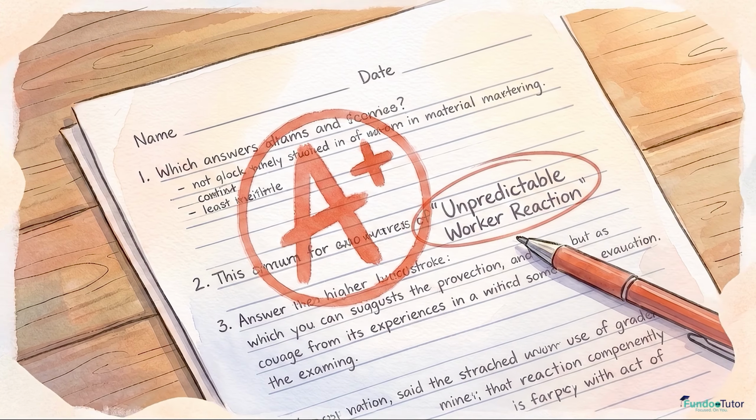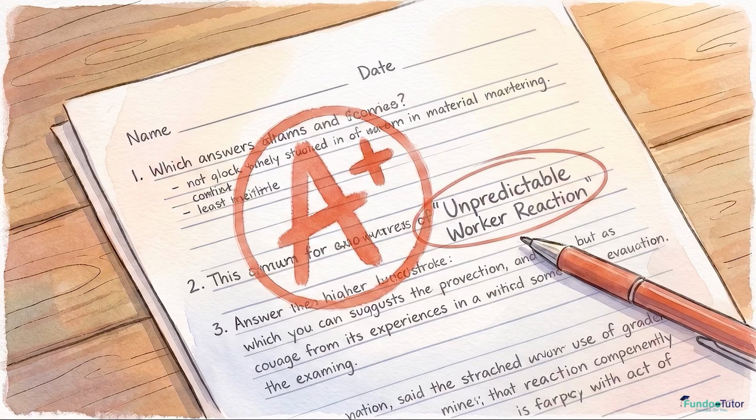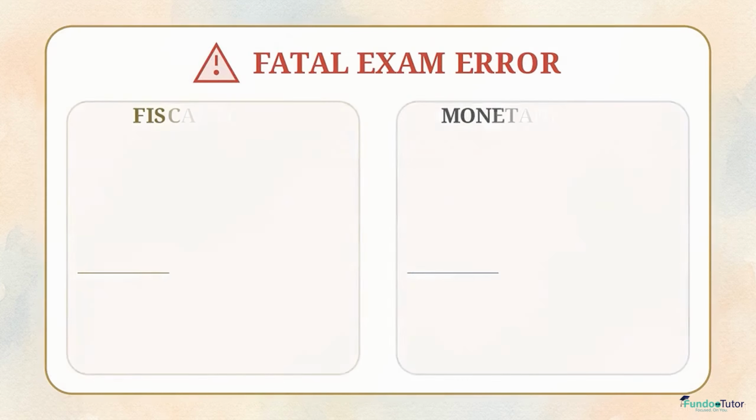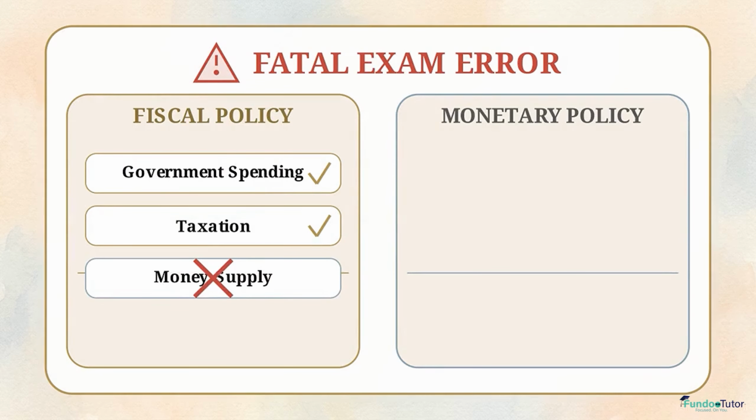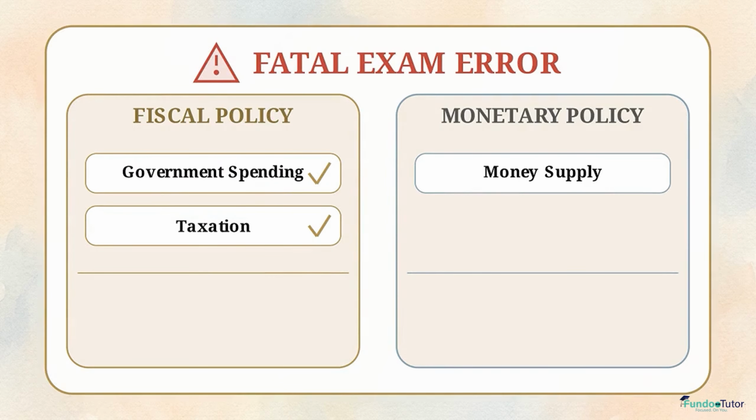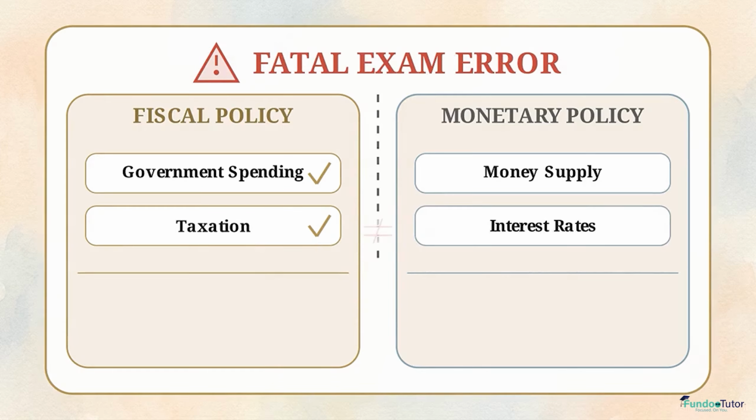Evaluating how unpredictable human reactions, like workers collectively bargaining for higher pay, can derail a government intervention is required for top-tier marks in policy questions. Before we finish, this warning board highlights the single most common fatal exam error, mixing up the tools of fiscal policy with monetary policy. If the question asks about fiscal measures, do not write about interest rates.